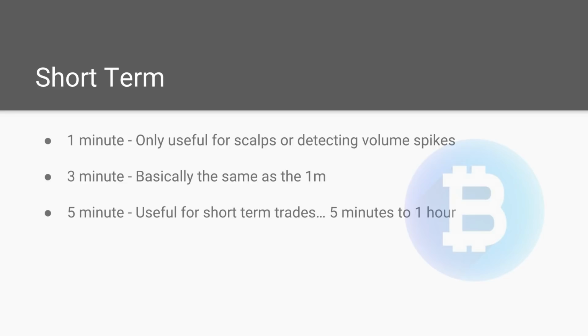And then your 5 minute chart is going to be more for short-term trades. Your 5 minute, 15, 20 minute: buy it, sell it soon. Not quite a scalp, more of a very short-term day trade.